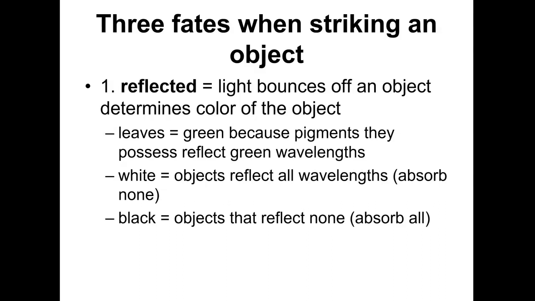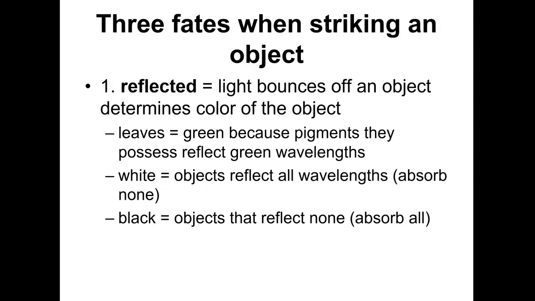There are three fates when striking an object for light. It could either be reflected, and that's going to be when the light bounces off of an object and determines the color of that object. Leaves are going to be green because pigments that they possess inside of them don't absorb green. They're actually reflecting green. So it is absorbing all other colors but green. And so green light, if it was to be shined on the plant, it would die because it can't absorb that and change it over into a chemical form of energy.